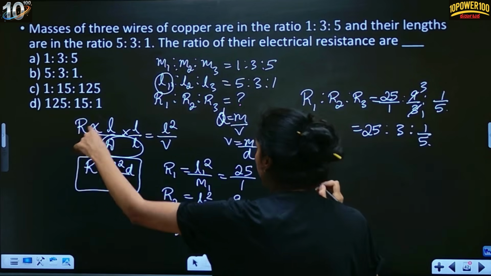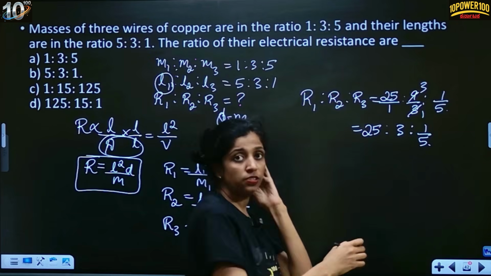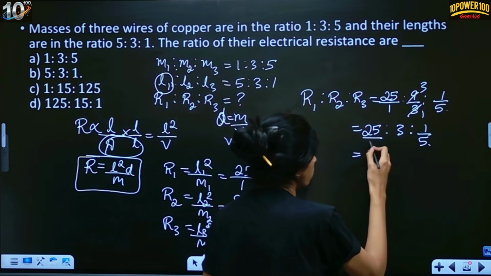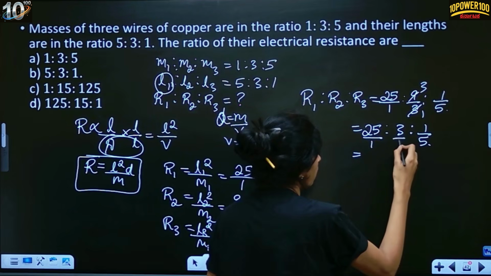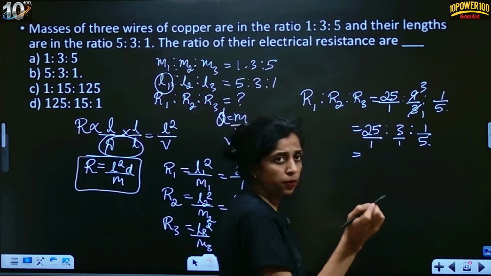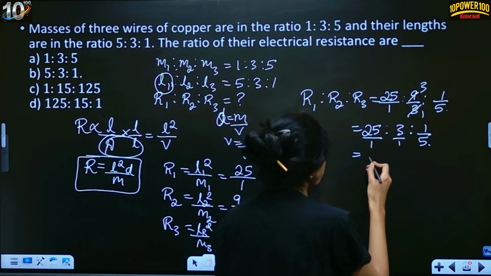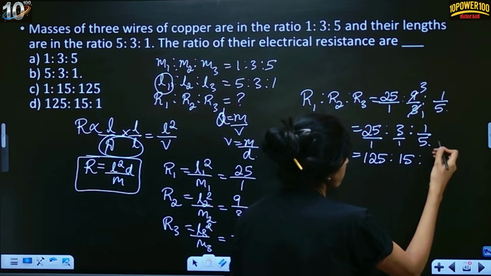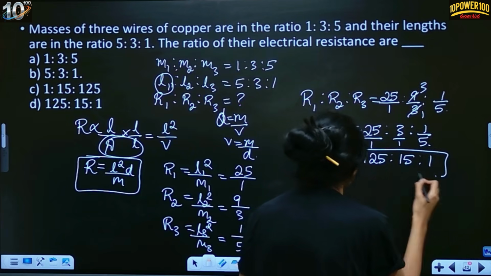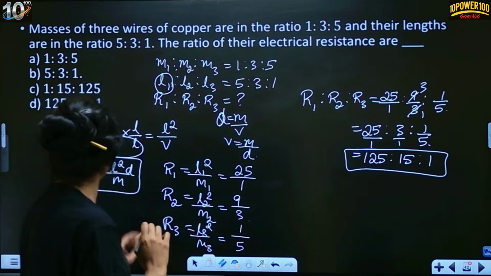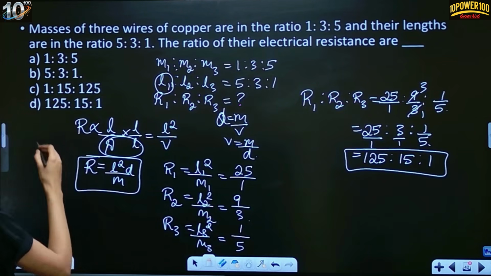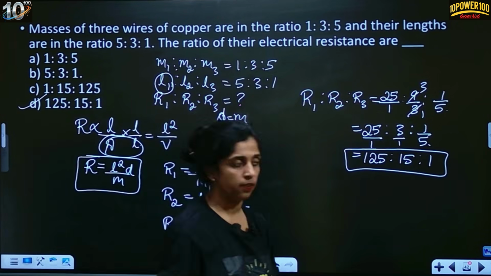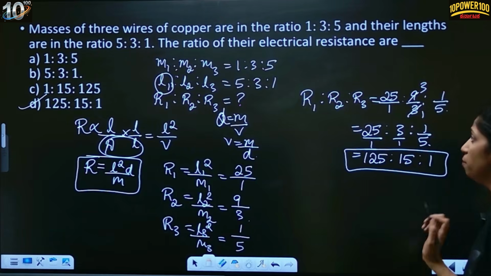Still we have not got the correct option, because we have fractions in our ratio. So now convert that. All these things should become, the denominator should be 5. So 25 into 5 is 125, is to 3 into 5 is 15, and 1 by 5 into 5 is 1. So R1 is to R2 is to R3 is 125 is to 15 is to 1. Yes, we have an option here. Option D is the correct answer. Very simple question, guys.